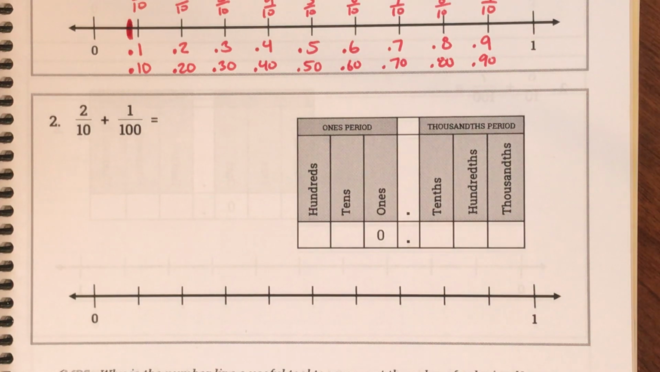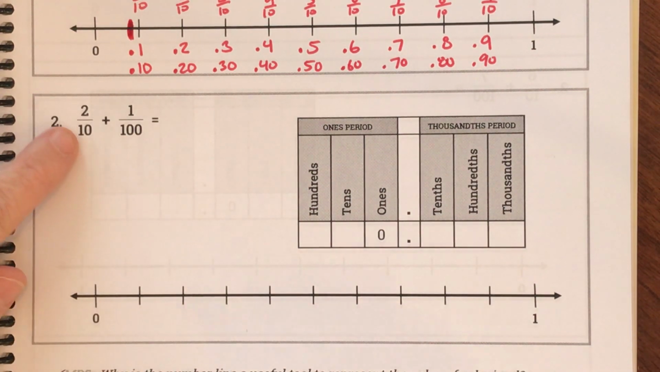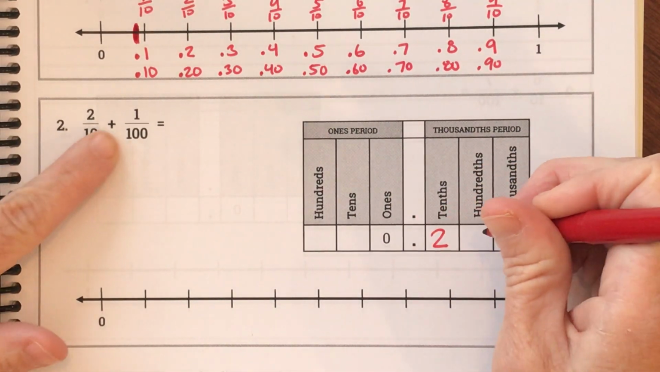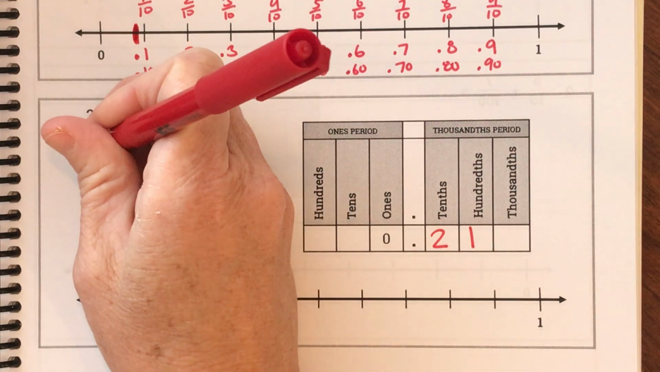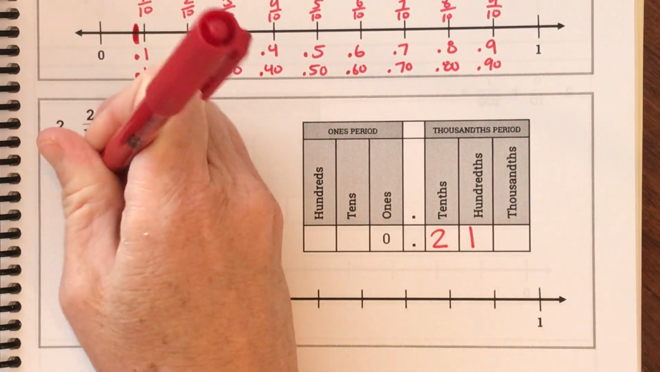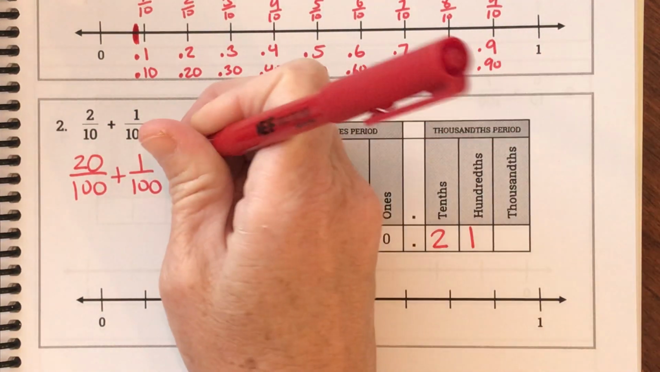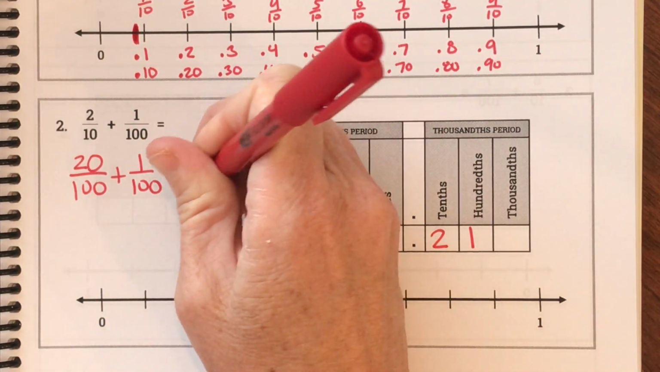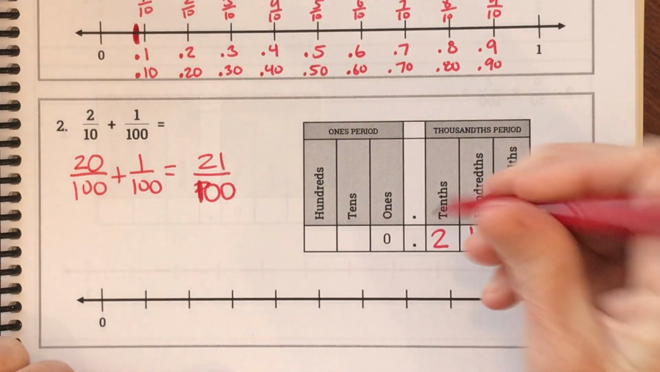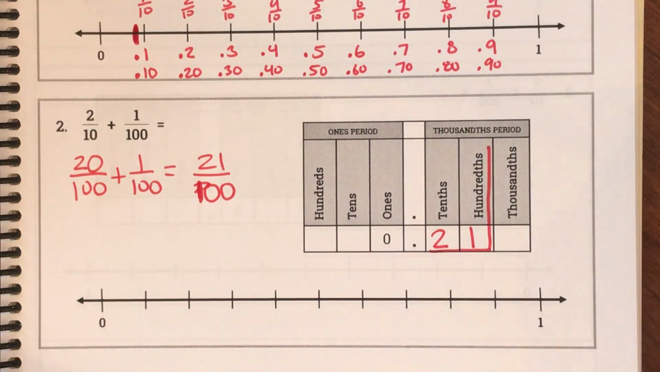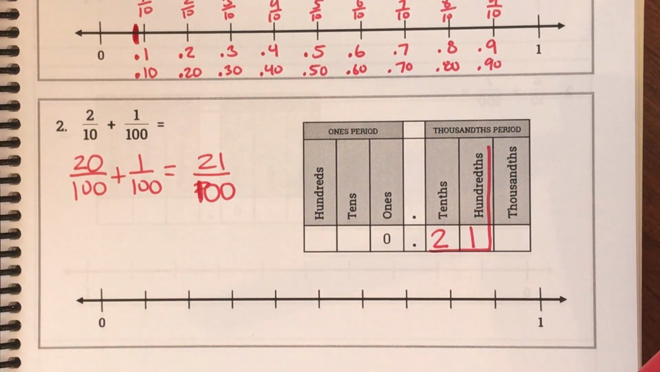This one says decompose the fraction, but they already decomposed it for us. They already said 2/10 and 1/100th. I might compose it back together so we can see what that looks like. 2/10 is the same as 20 hundredths. So that is 21 hundredths. And what is this? 21 hundredths is how I say that. So they're equivalent, 21 hundredths and 21 hundredths.